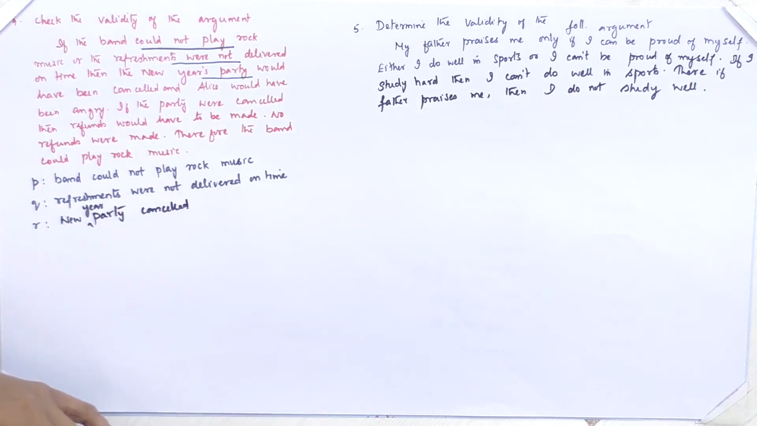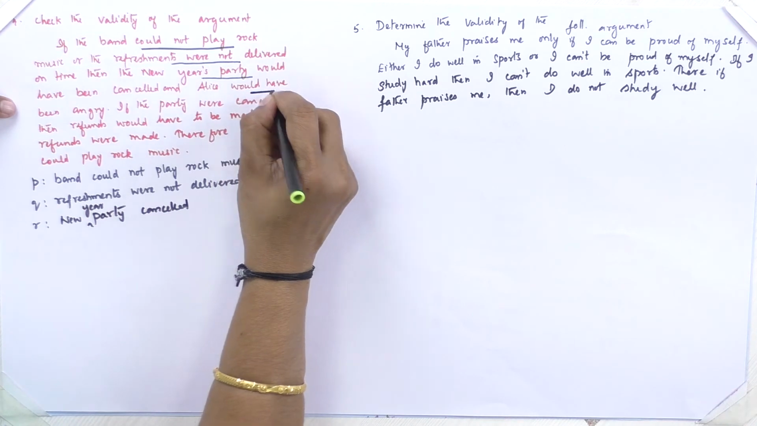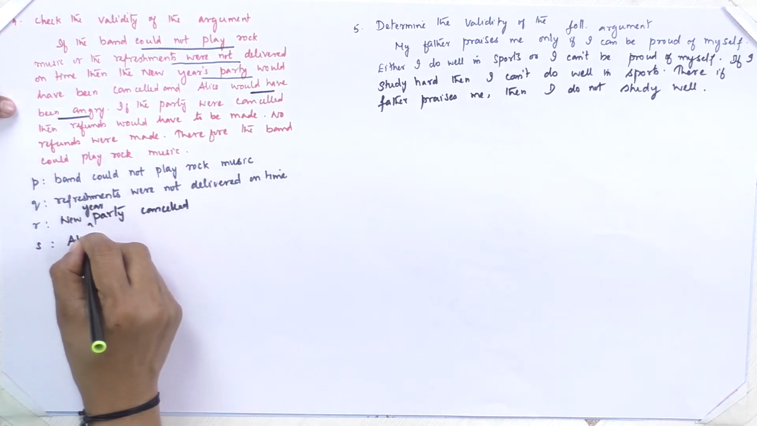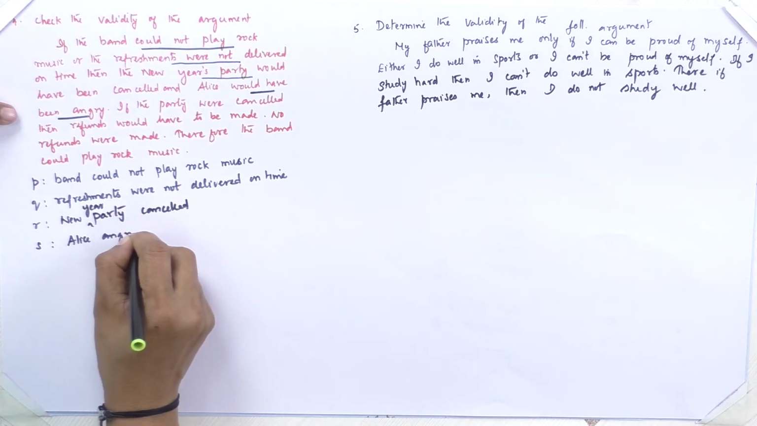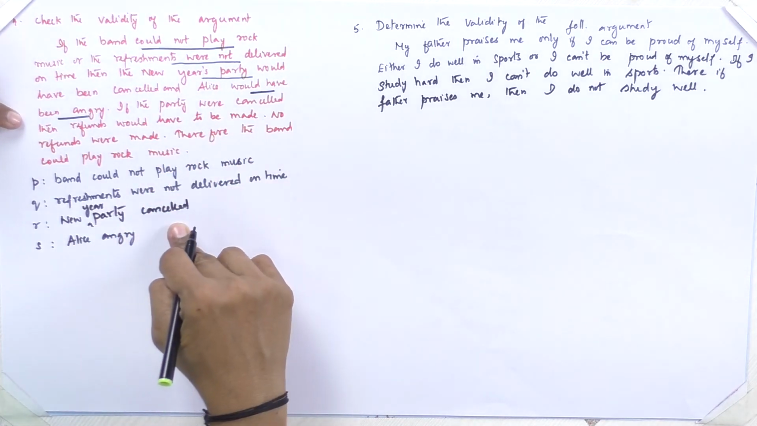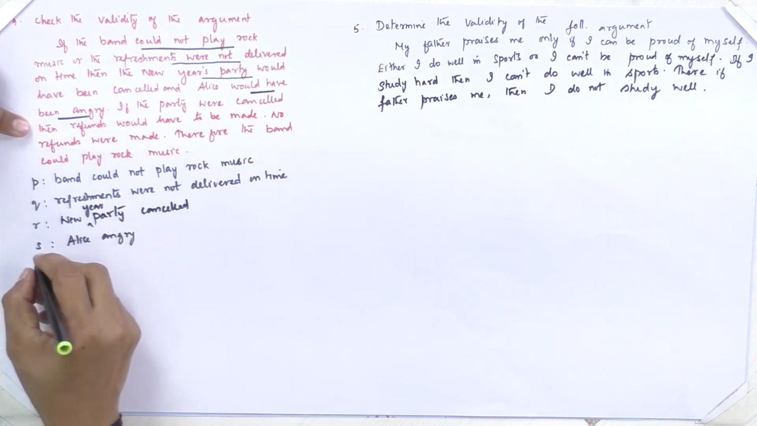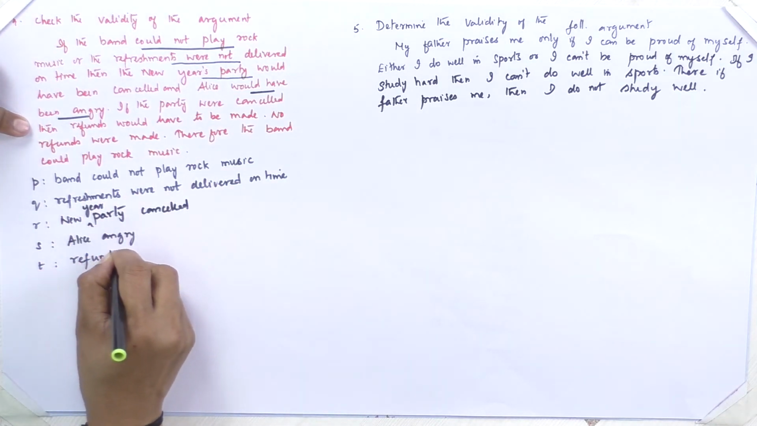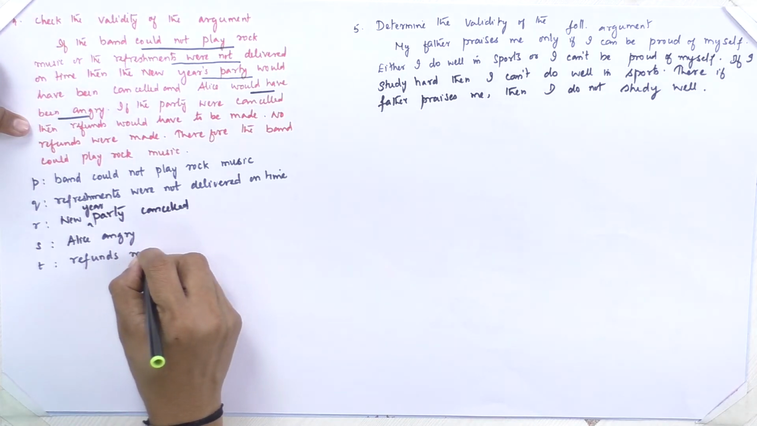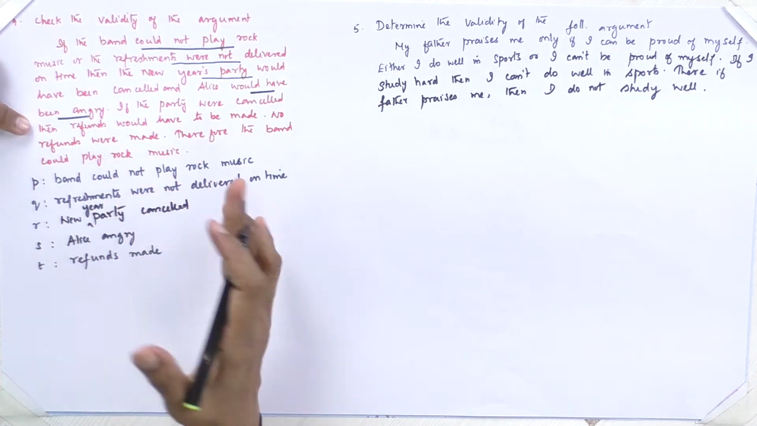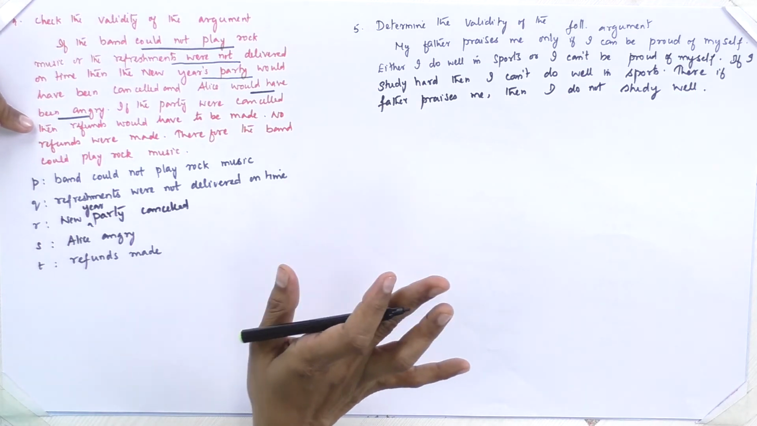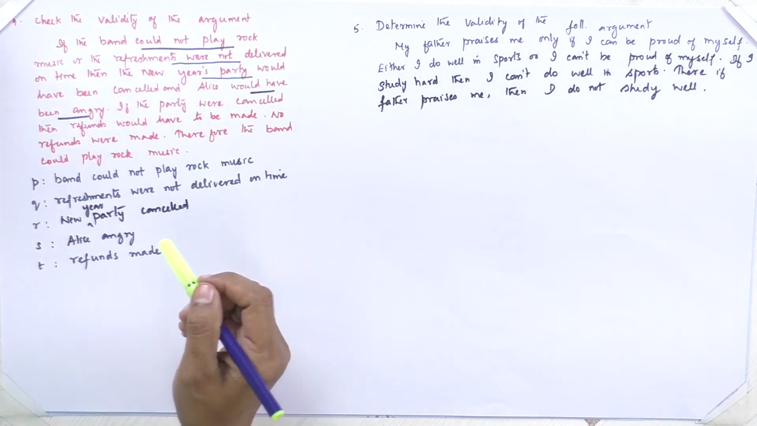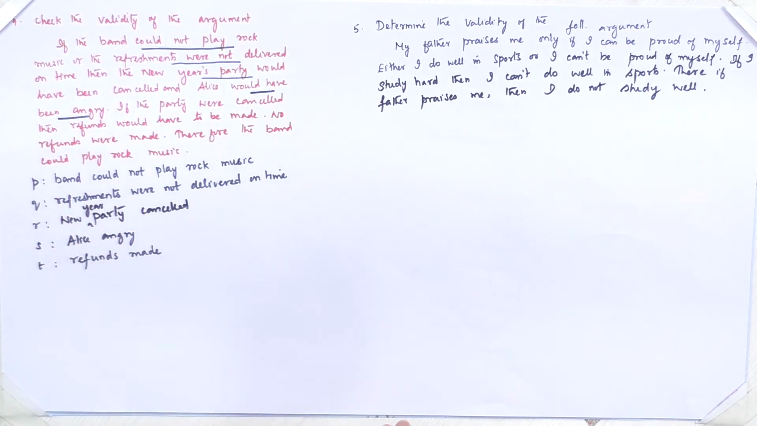Okay. Next is allies would have been angry. That is the next keyword, right? S: allies angry. If the party were cancelled, then the reference would have been made. T: reference would have been made. No reference were made. Therefore, band could play rock music. So now these are all the identified keywords and I have assigned the variables.